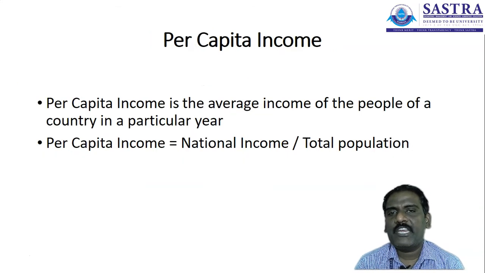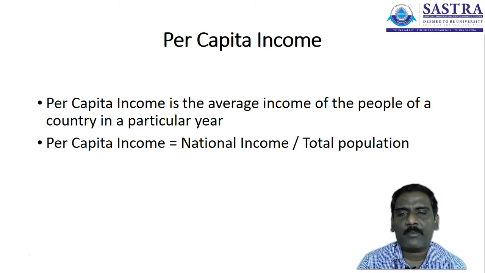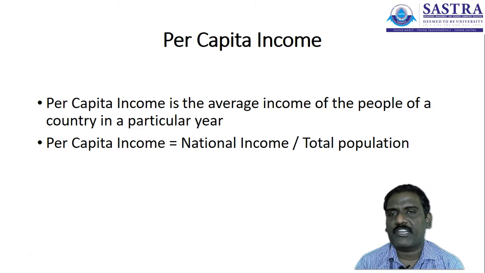And the per capita income is a portion of the national income which is available for individuals. Whatever income is generated by the particular country over a period of time is distributed among the people living in that country. On that basis, the per capita income is calculated.